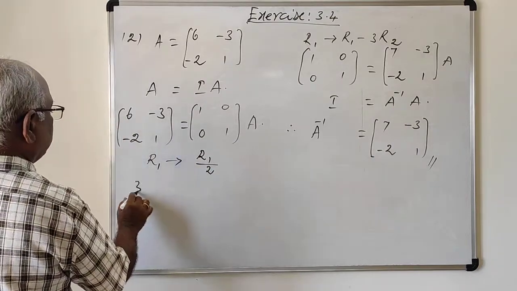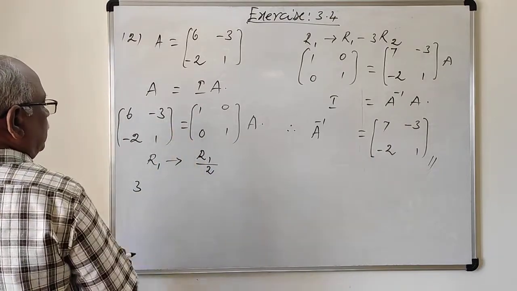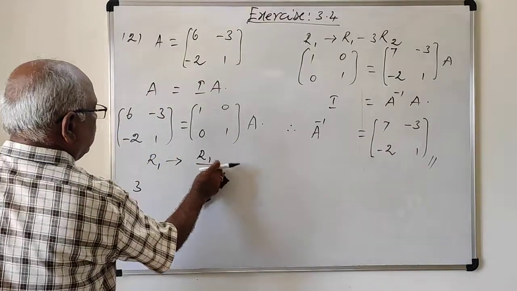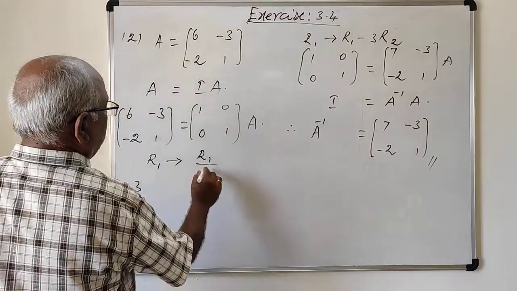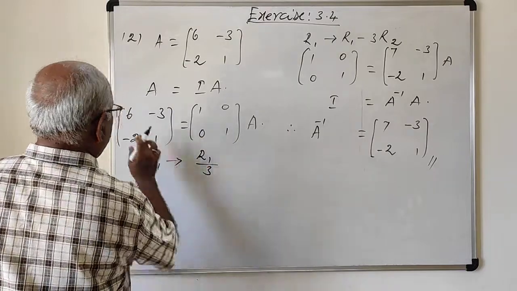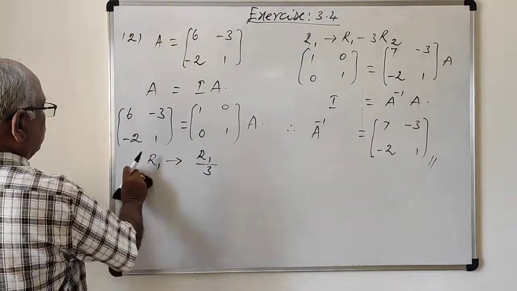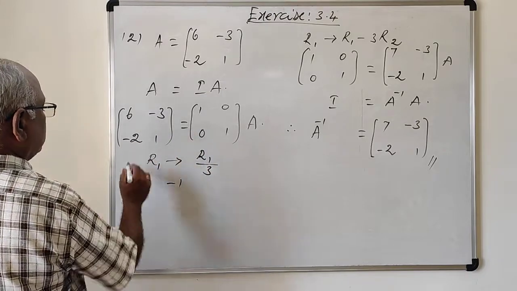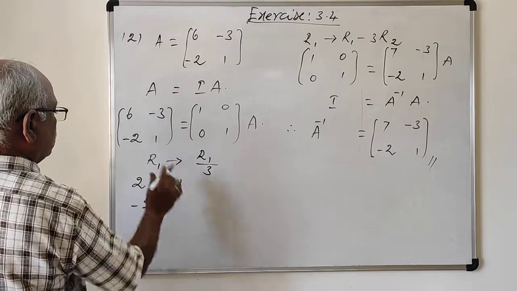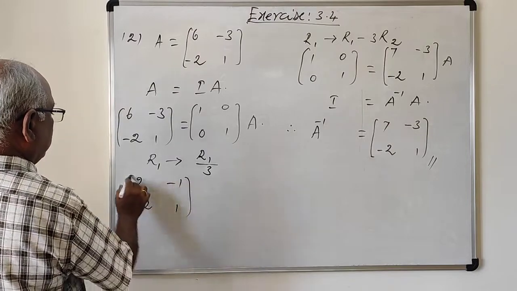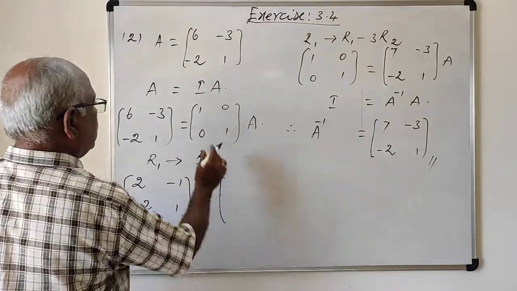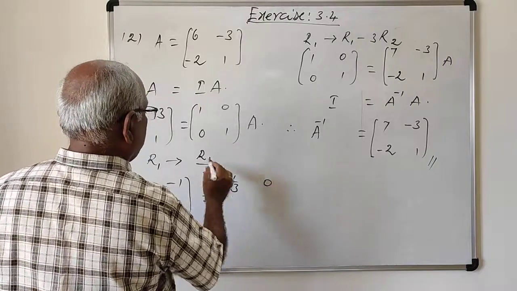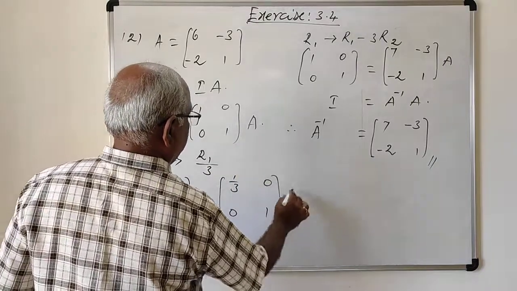Because 6 and 3 are divisible by 3 only. 6 divided by 3 is 2, and minus 3 divided by 3 is minus 1. Minus 2, 1. Similarly, the first two elements are divided by 3: 1 by 3, 0 by 3 is 0, 0, 1, into A.